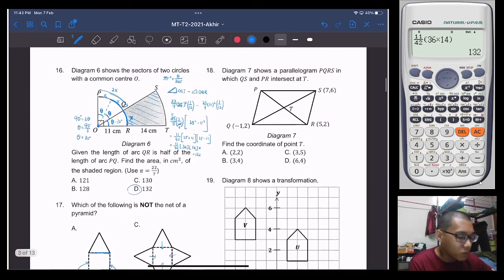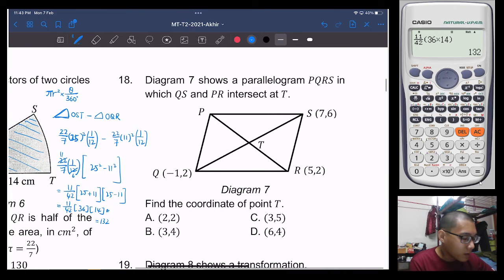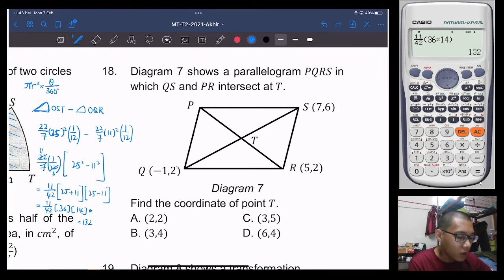Now we go to question 18. Diagram 7 shows a parallelogram PQRS in which QS and PR intersect at T. So we try to understand this one. QS and PR intersect at T. So we have a parallelogram. Can you say that this is a midpoint or not?